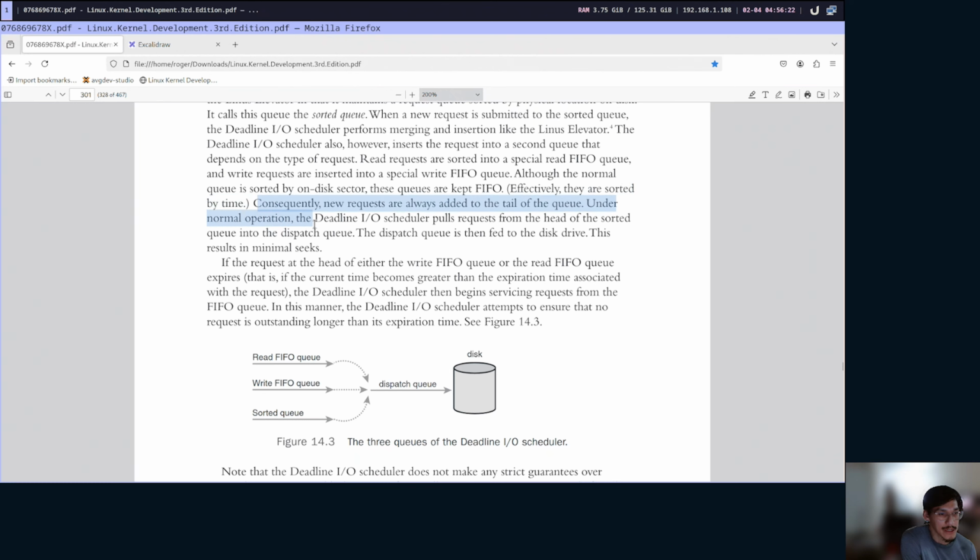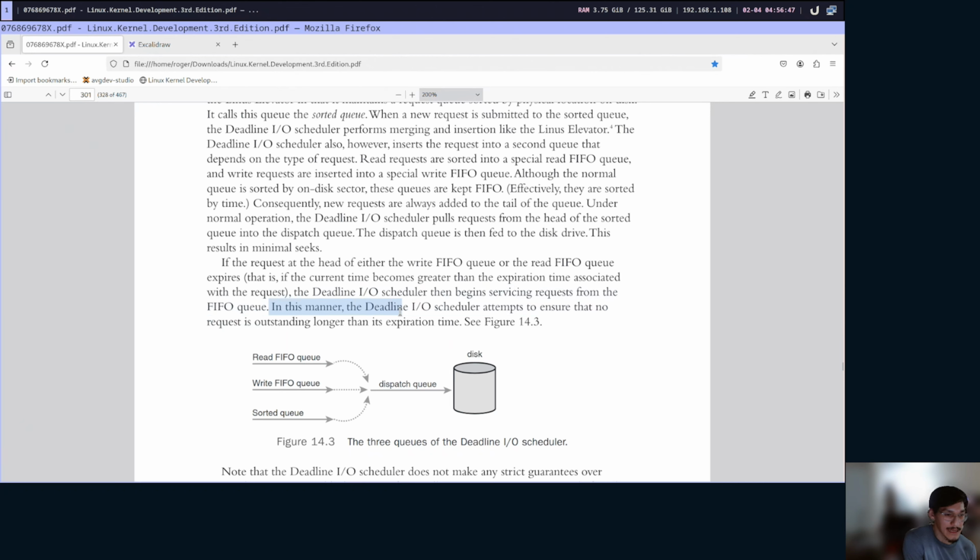Under normal operation, the deadline I/O scheduler pulls requests from the head of the sorted queue into the dispatch queue. The dispatch queue is then fed to the disk drive. This results in minimal seeks. If the request at the head of either the write FIFO queue or the read FIFO queue expires, that is, the current time becomes greater than the expiration time associated with the request, the deadline I/O scheduler then begins servicing requests from the FIFO queue.